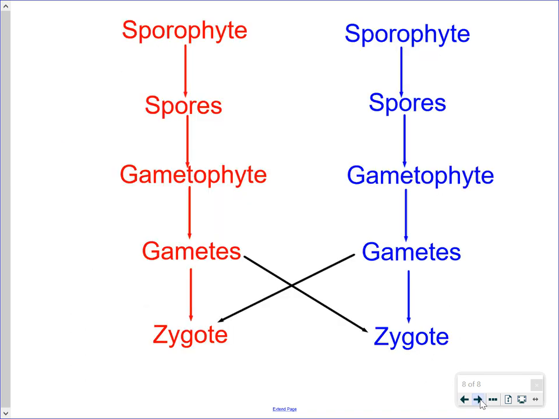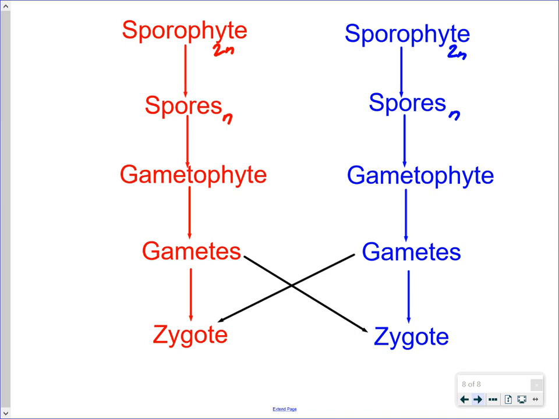So I'll just summarize this with this diagram here. With this diagram, I'm just using red and blue to represent different sexes. So we'll use the red for the female and blue for the male. Sporophytes are diploid, so these ones have 2 copies of each chromosome. These ones here have 2 copies of each chromosome. Spores, as we talked about, are haploid. Haploid for this one, haploid for this one.